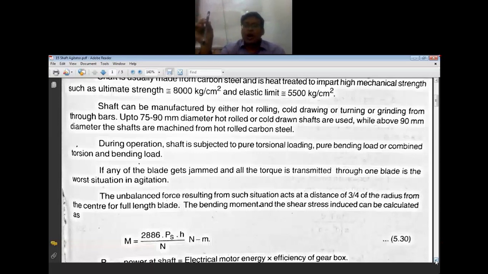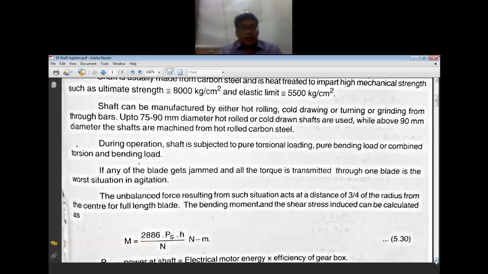So these two are the main considerations for shaft designing. One is because of the pure torsional loading, and second is because of the bending load. And the third situation is that at the same time the torsion and bending load both are acting.